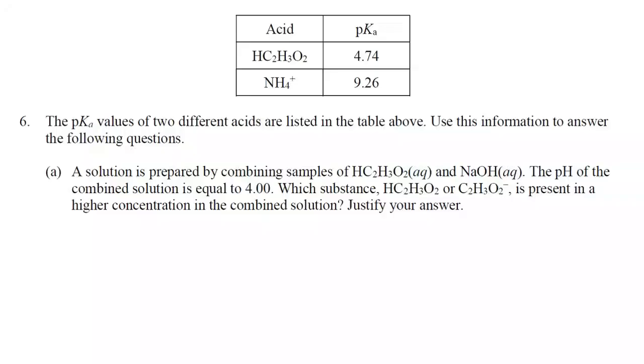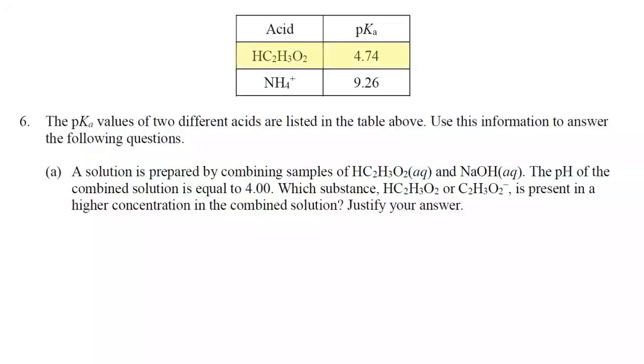Part A. A solution is prepared by combining samples of acetic acid, HC2H3O2, and sodium hydroxide, NaOH. The pH of the combined solution is equal to 4.00. Which substance, the weak acid, acetic acid, HC2H3O2, or its conjugate base, acetate, C2H3O2-, is present in a higher concentration in the combined solution? Justify your answer.